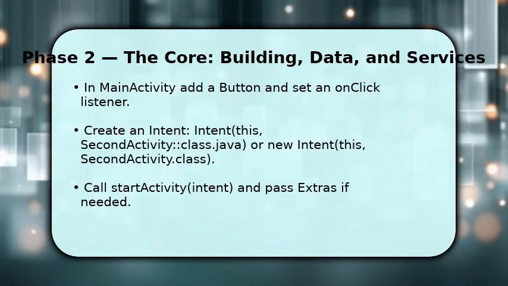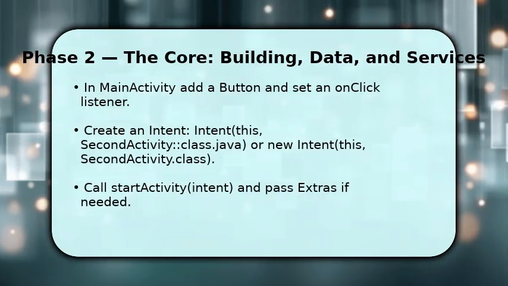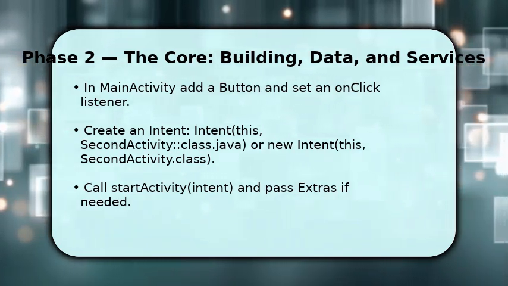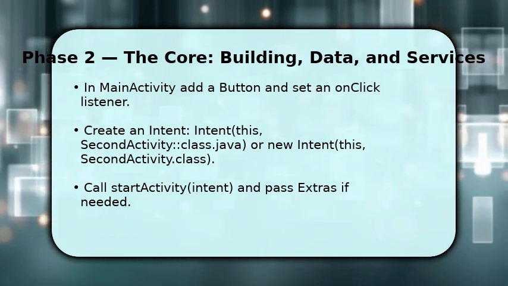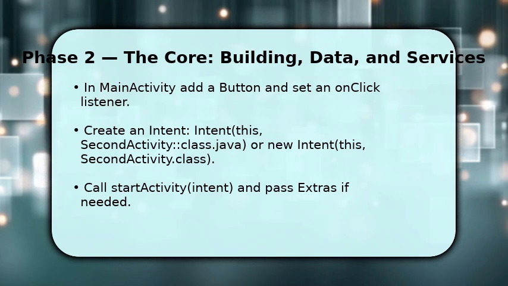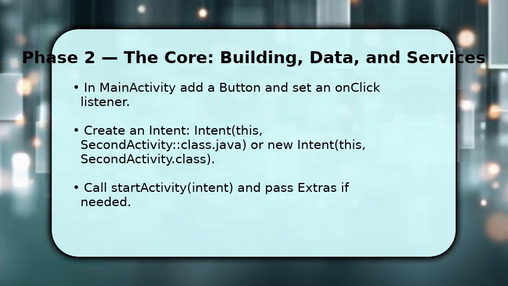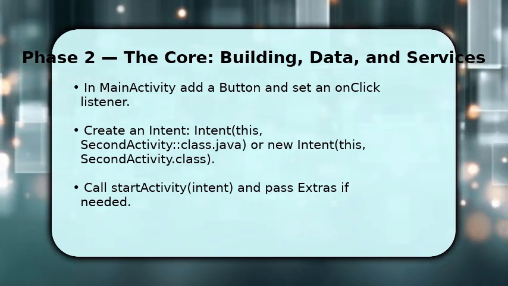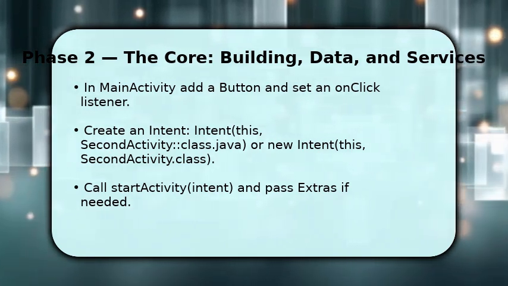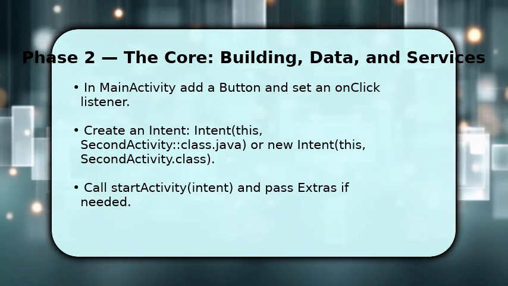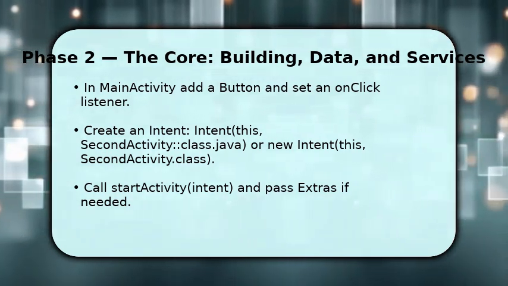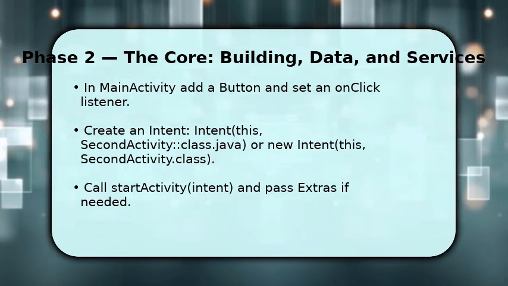Now add the actual linking code inside your MainActivity so the UI triggers navigation. Find your button in onCreate, set an onClickListener, and construct an intent that names SecondActivity. This is how Android routes you to the new screen. If you need to pass data, attach extras to the intent before calling startActivity. Make sure to use the correct context, use MainActivity.this or this in Kotlin, because an incorrect context leads to runtime failures when starting the activity.